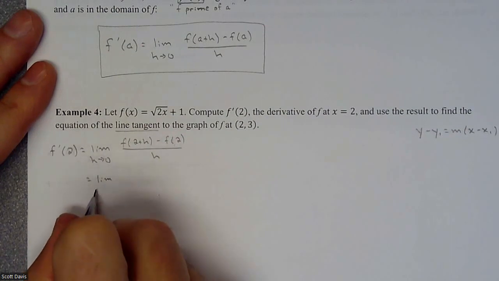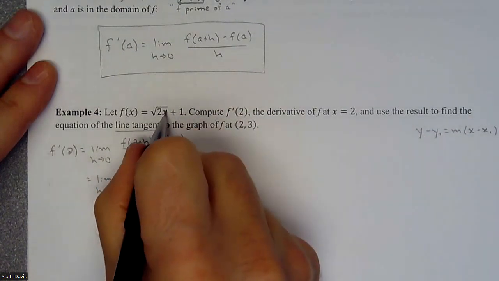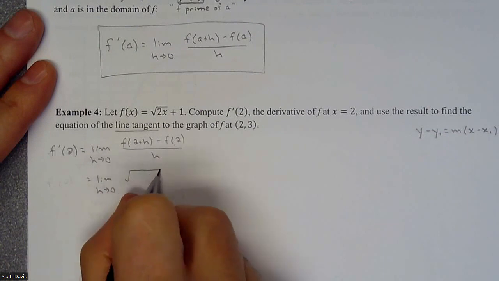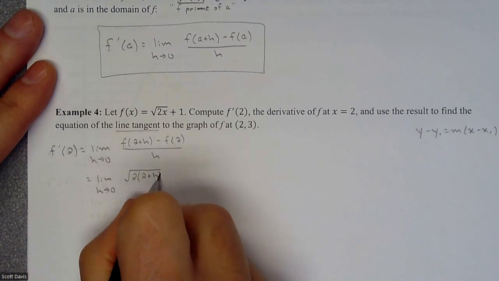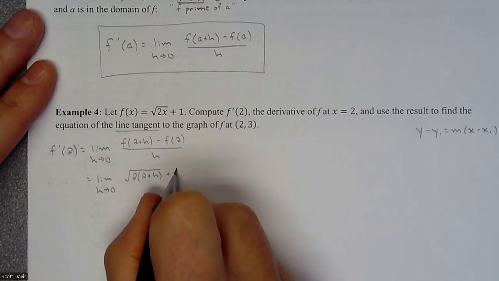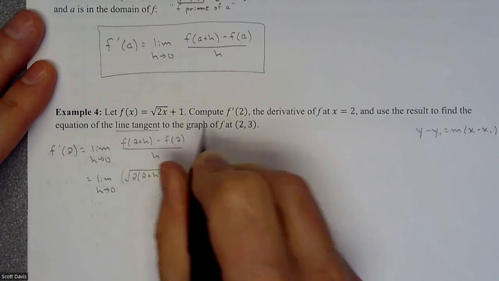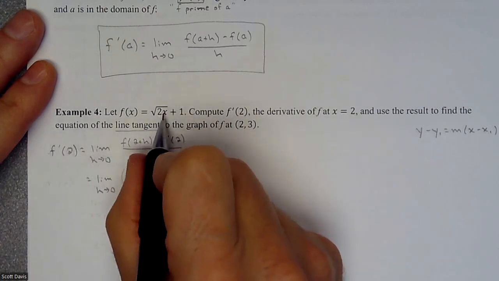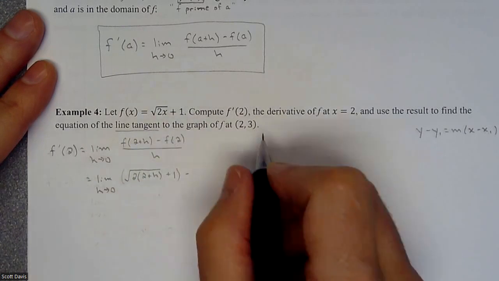So we're going to do the limit as h approaches 0 of f of 2 plus h. So that is what we're subbing 2 plus h into. So it is the square root of 2 times 2 plus h. All right, so that's on the inside, and then plus 1 is on the outside. So that piece minus f at 2 would be us plugging 2 in. So 2 times 2 is 4. Square root of that is 2, plus 1 is 3, which I already knew, right? That value was already given to me.